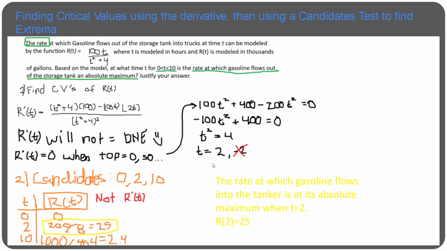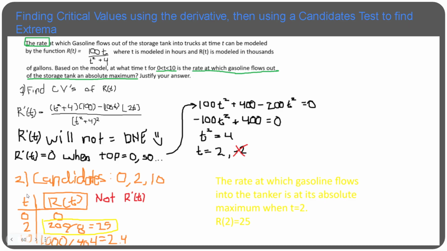So t equals 2. And then let's run on to the second part of the problem where you use a candidates test. Remember, one of the really important things about a candidates test is that you use the endpoints of the interval. So you also are going to have 0 and 10 as candidates. So our candidates are 0, 2, and 10.